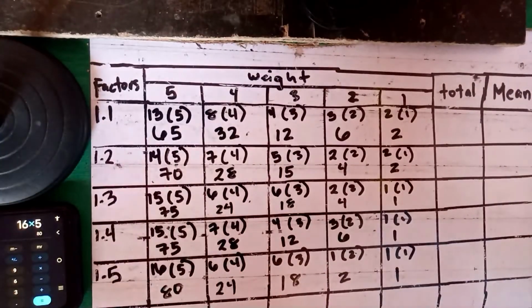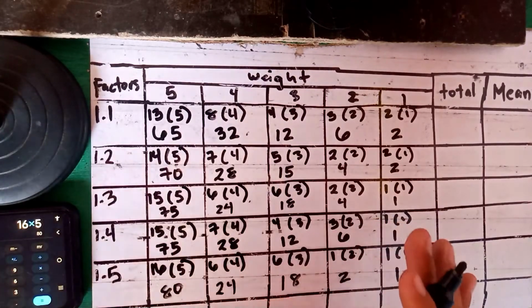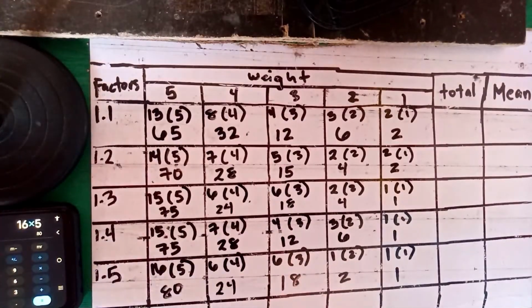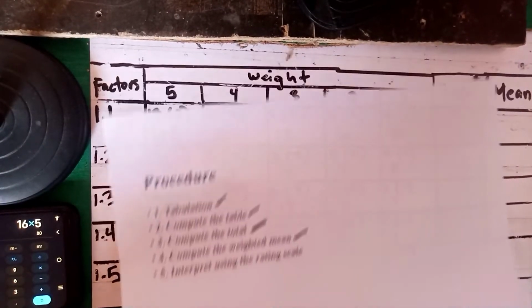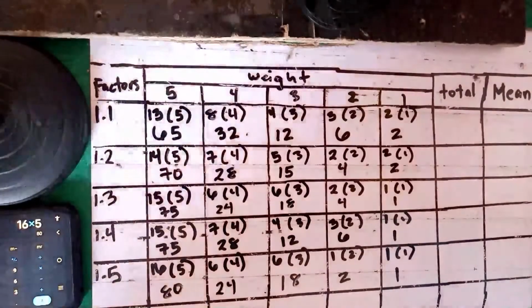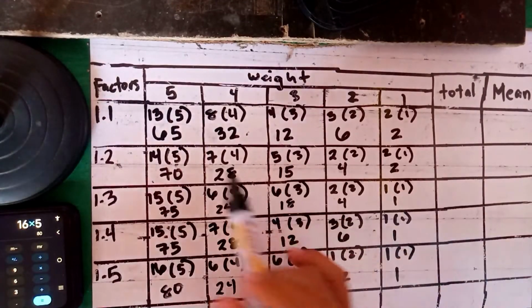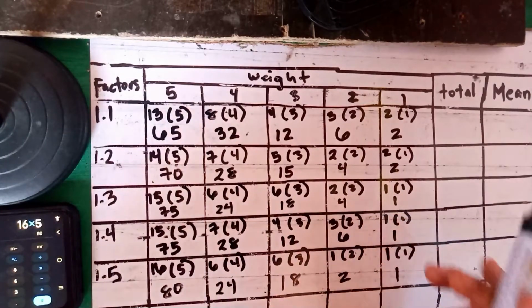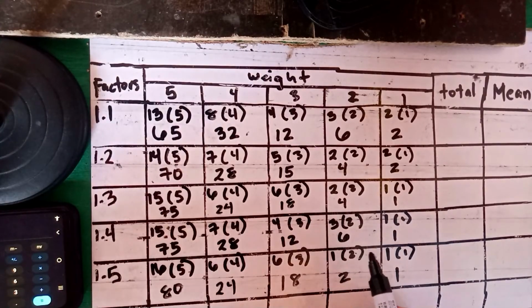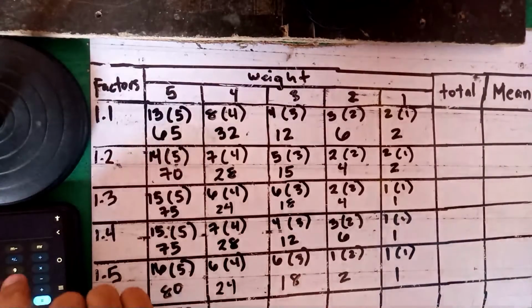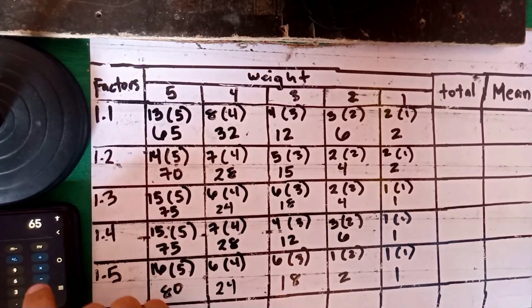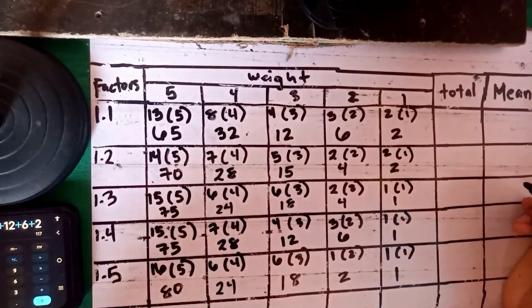The next process, once we have the values of our weight, would be to compute the total. That would be our third process. Computing the total is simply adding the multiplied weight, which means we have to add 65, 32, 12, 6, and 2. So that will become 65 plus 32 plus 12 plus 6 plus 2. That would be equal to 117.